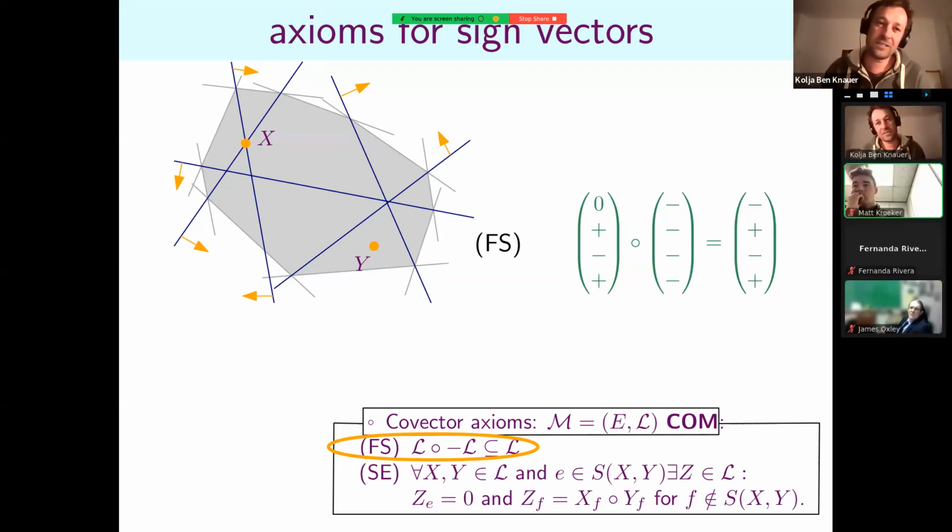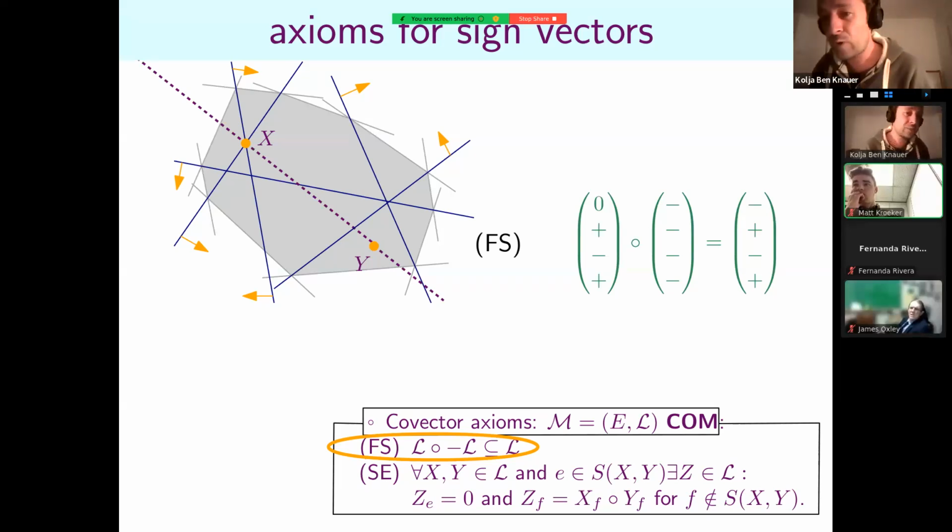And now I want to see that the composition X circle minus Y is also inside. So how do I see this? I draw a line from X to Y, and then I go on this line a little bit beyond X. So this now means that this I can do because the convex set is open. So there's a little space to go.